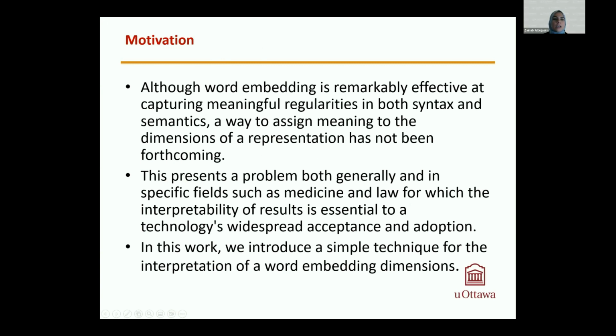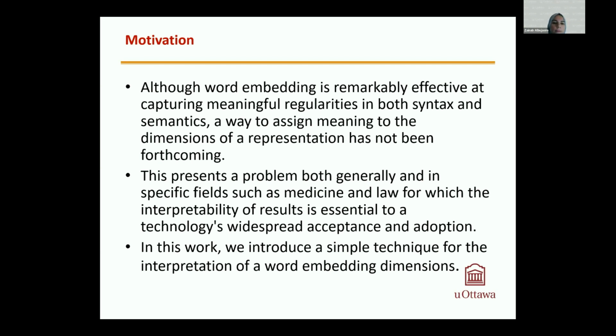So I will start with the motivation for our work. Even though word embedding is remarkably effective in capturing meaningful regularity in both syntax and semantics, assigning a meaning to the dimensions of the word vector is still a challenge. This presents a problem both generally and in specific fields. For example, it presents a problem for sensitive fields such as medicine and law, for which the interpretability of results is essential to the technology's widespread acceptance and adoption.